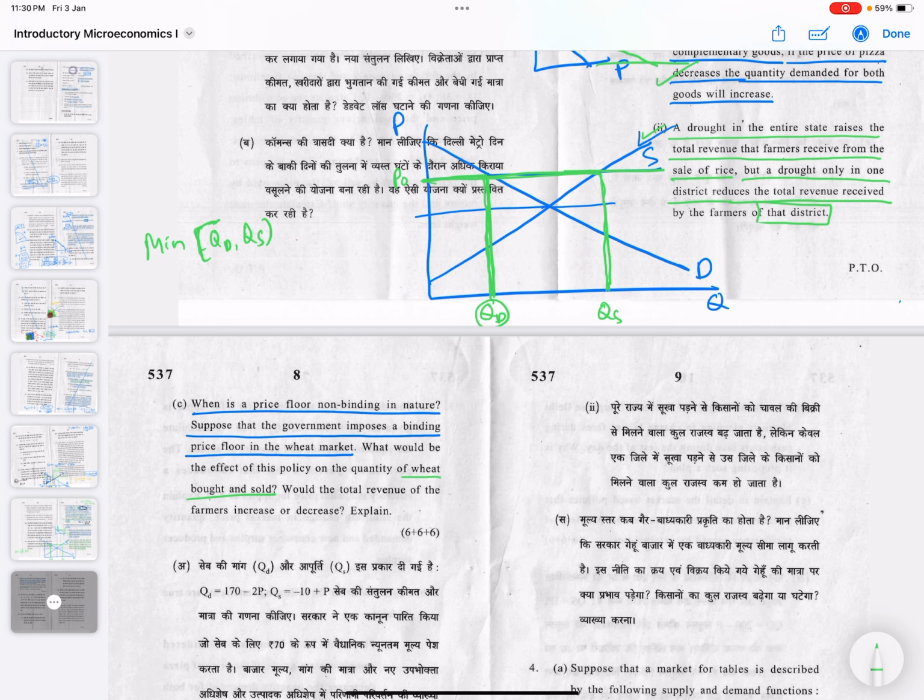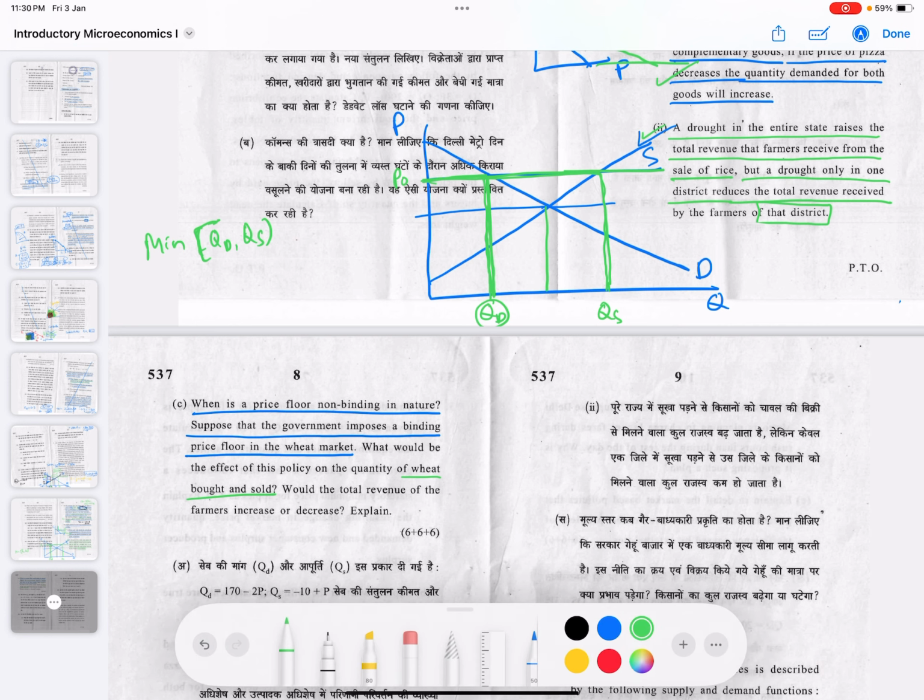Would the total revenue of the farmer increase or decrease? Initially the total revenue of the farmer was this area, the one in red. So this is A plus B, whereas now the revenue for the farmers is the one in yellow. So this is A plus C. If you look at it, for the farmers, A plus C is less than A plus B. So the revenue has actually fallen.